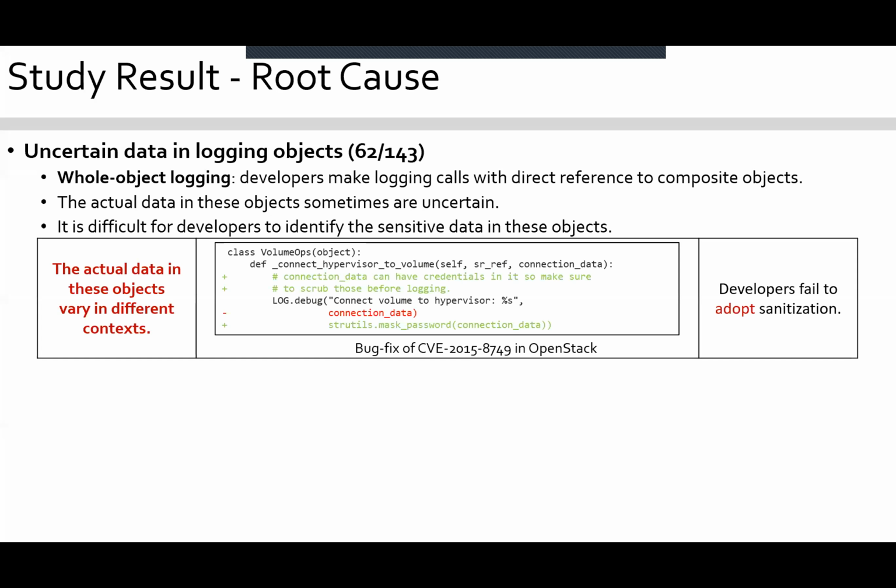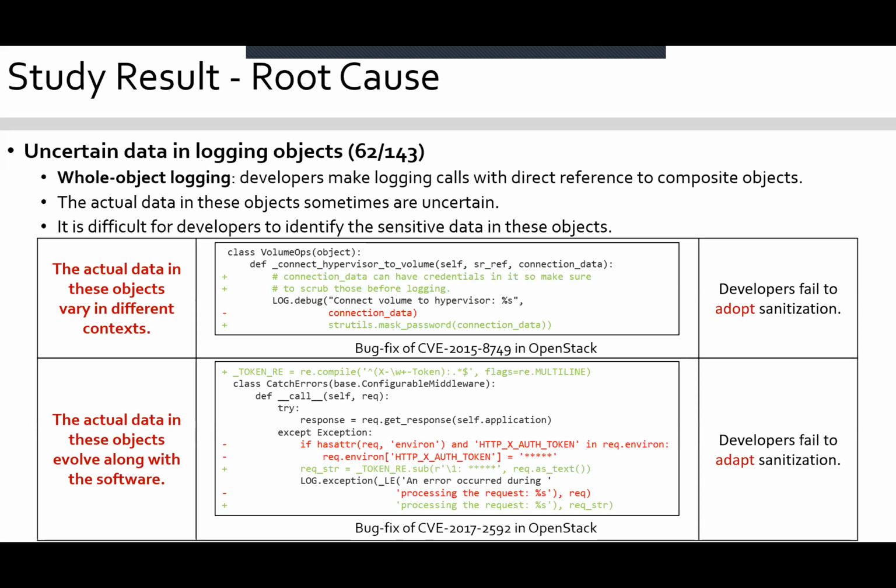Here is an example in OpenStack. The parameter connection data contains configuration to connect storage volume. However, developers are not aware the parameter sometimes contains the passwords to connect specific storage volumes, so they fail to adopt sanitization. Besides, the actual data in these objects may evolve along with the software.